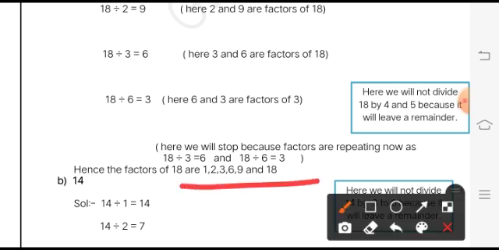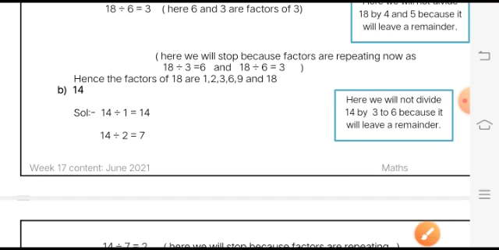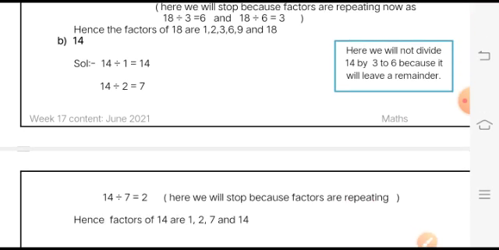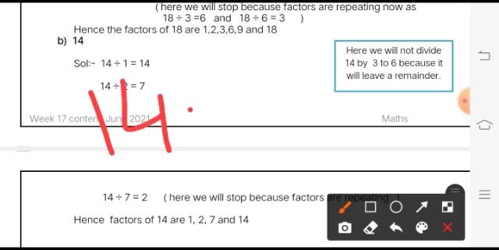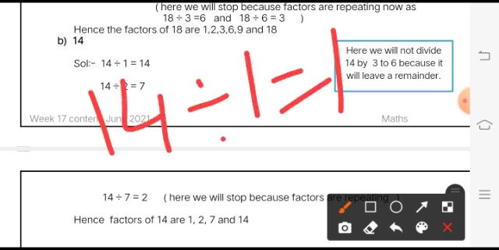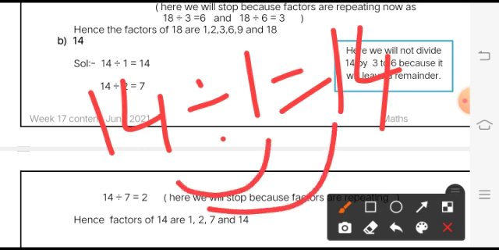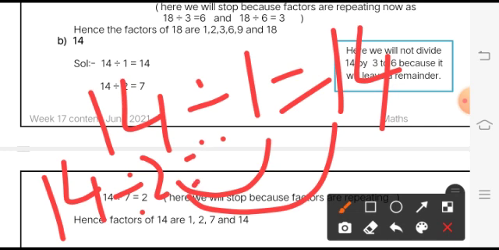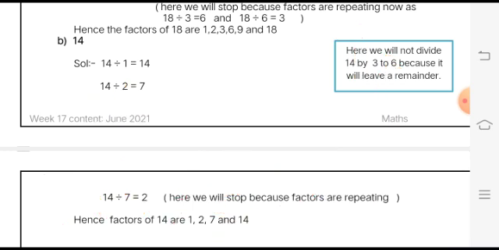So the factors are 1, 2, 3, 6, 9 and 18. This way we find out the factors of a number using division method. Other number is 14. We know that 1 divides every number. So 14 into 1, that means 1 is its factor and 14 is its factor. Likewise, if we divide it by 2, we get quotient 7.